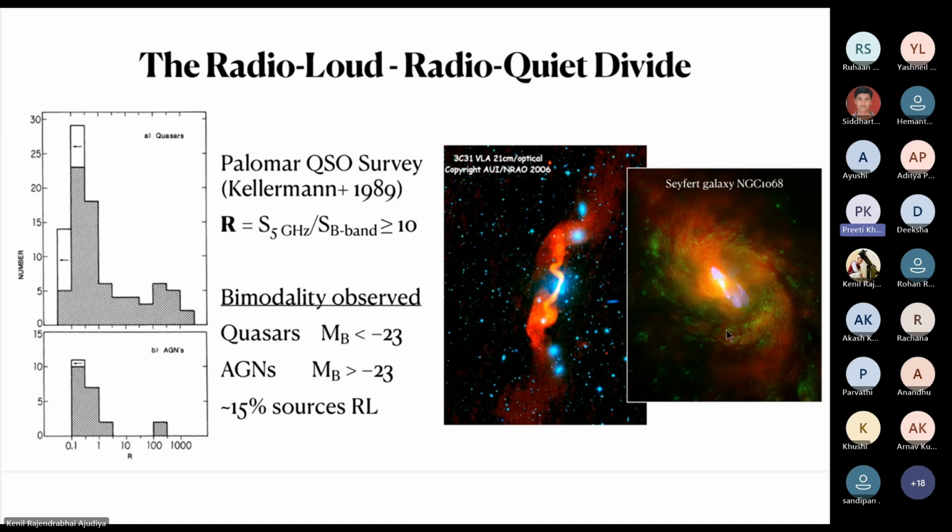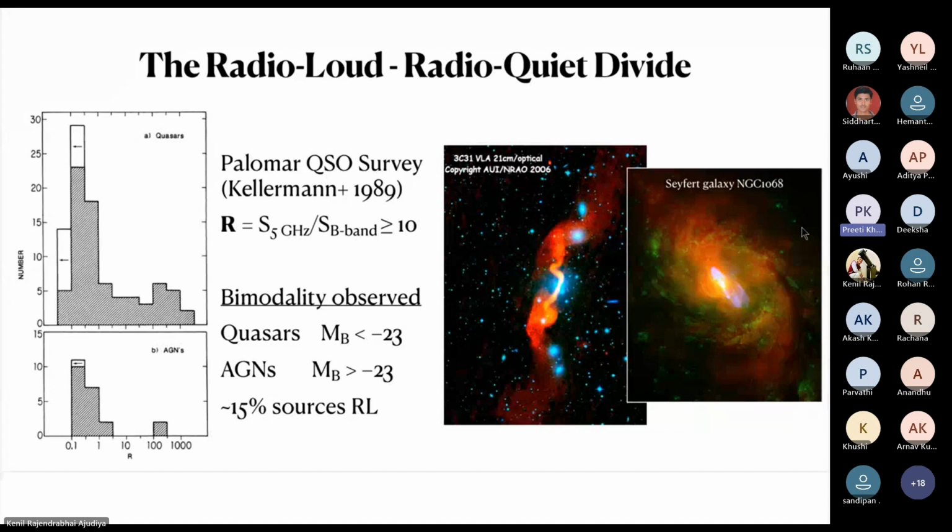This is NGC 1068. Remember, 1068 was the one where Edward Fath first obtained the spectrum and found strong emission lines. Here in the right panel, the green emission is the optical light from the spiral host galaxy.